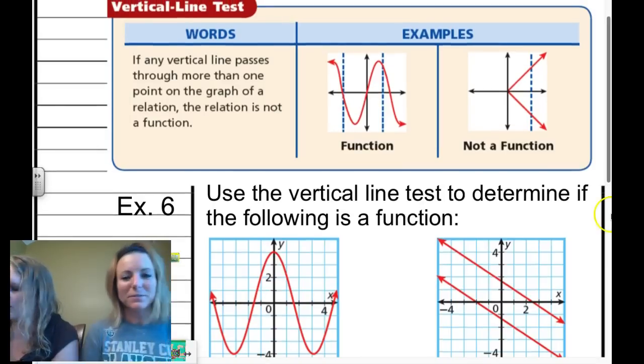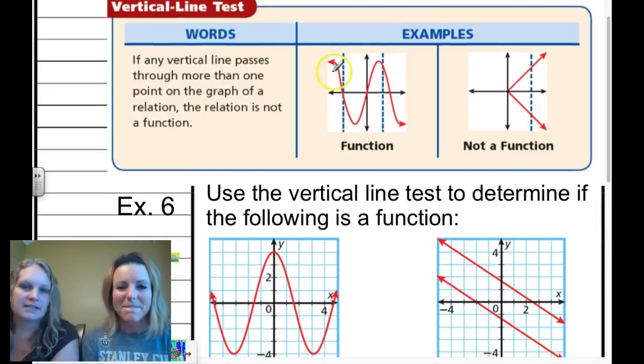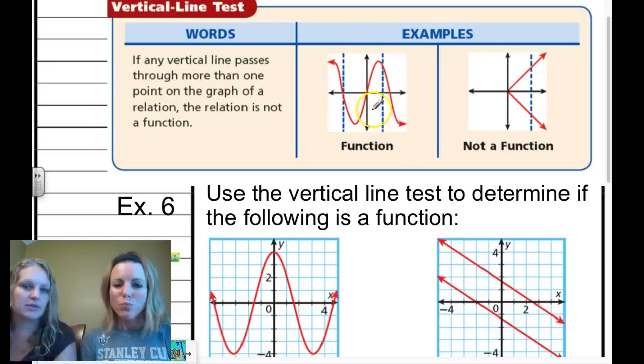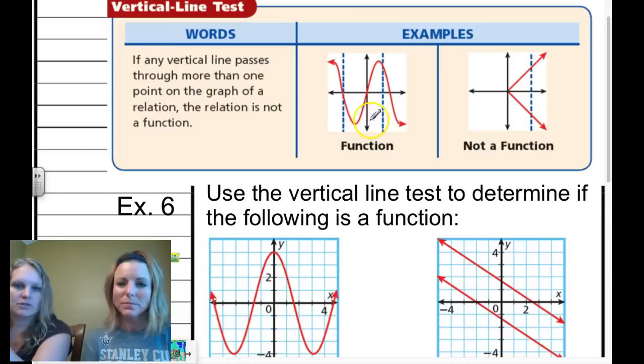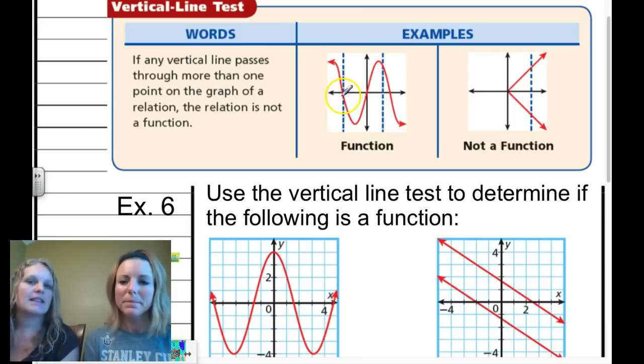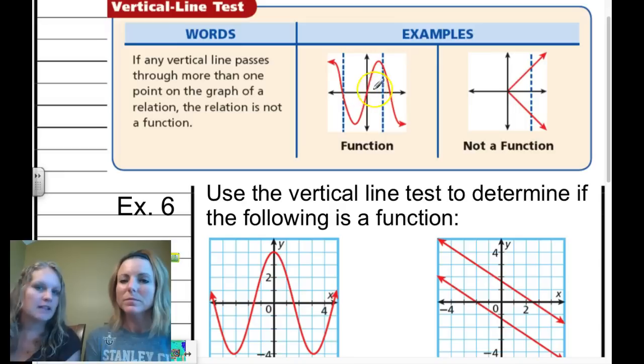Sure. All right. So the vertical line test basically just says take your graph, this red graph, and you just take a vertical line. So a line straight up and down. Think of your pencil. Just hold your pencil straight up and down. You're going to move it across the graph. If it ever touches the graph in more than one spot at a time, then it's not a function. If it only touches it at one spot every time you move it, then it is a function.